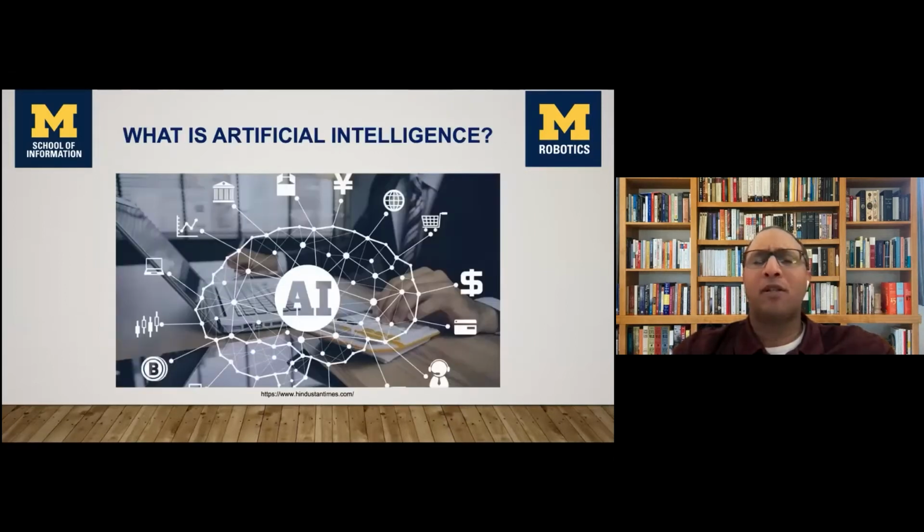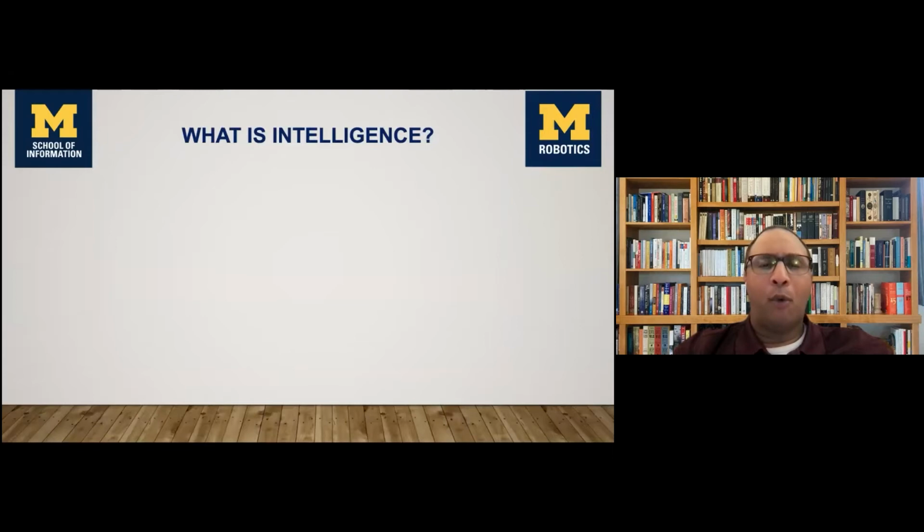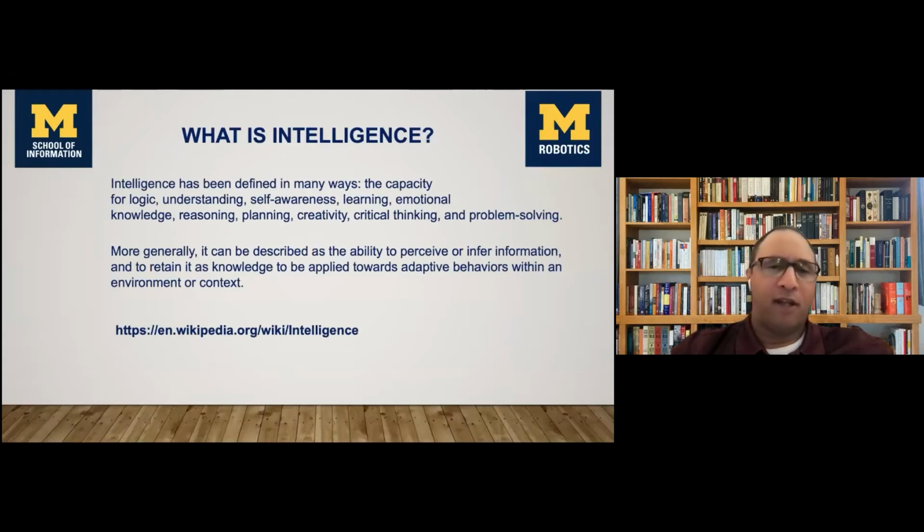So let's start by talking about what is artificial intelligence. And so that's the first thing: what is intelligence? So we would define intelligence as the capacity for logic, understanding, self-awareness, learning, emotional knowledge, reasoning, creativity, critical thinking, and problem solving. But more generally it can be described as the ability to perceive or infer information, retain the information as knowledge, and apply it to an adaptive behavior within an environmental context.